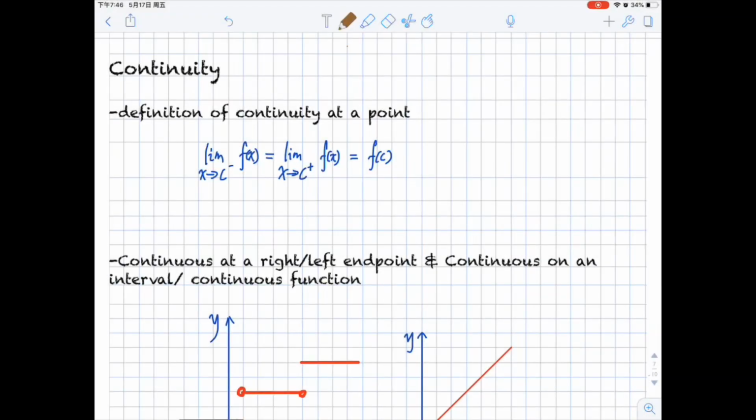The second part is continuity. First, the definition of continuity at a point. So basically, this is the equation, and let's talk about the definition. If you say it in words, the two-sided limit is equal to the actual y value when x approaches c.